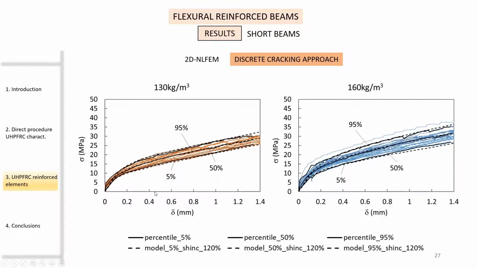If we see the results of the simulation of the 4-point bending test of the reinforced beam, these continuous lines that represent the model, when compared to the experimental for the 3 percentiles, our results are very accurate. So the model is very accurate and reliable for both amounts of fibers.